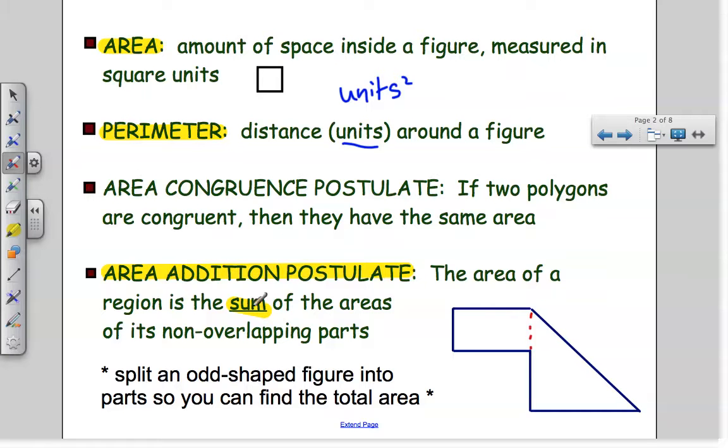The point about non-overlapping: let's say you had two rectangular pieces, make sure that you don't overlap the sections. So maybe if you found the area of this rectangle, splitting right here, then only find this rectangle here, and make sure you're not finding the area of this rectangle, because then you'd be doubling up in this region here. So just be careful that you don't overlap.